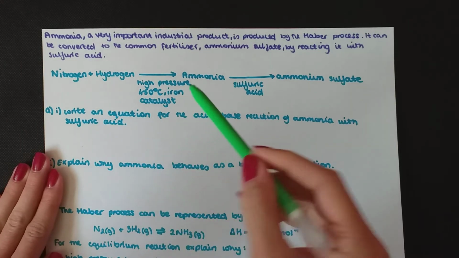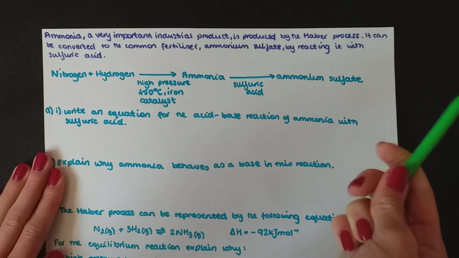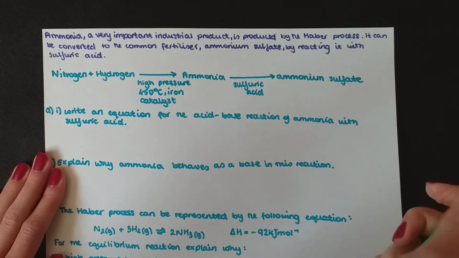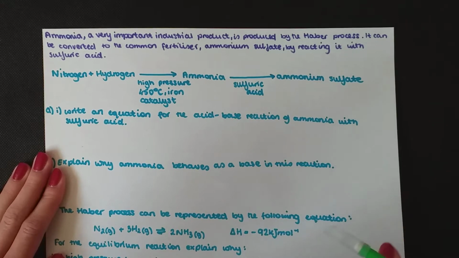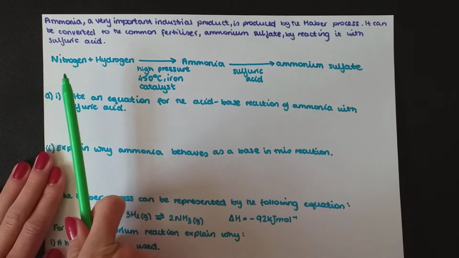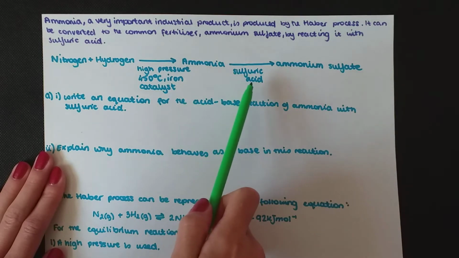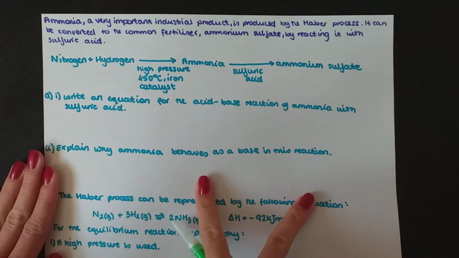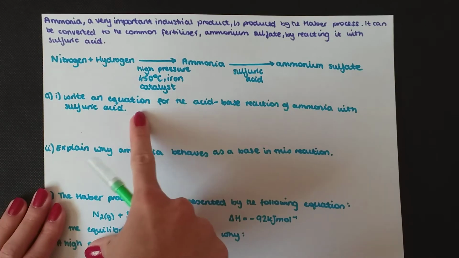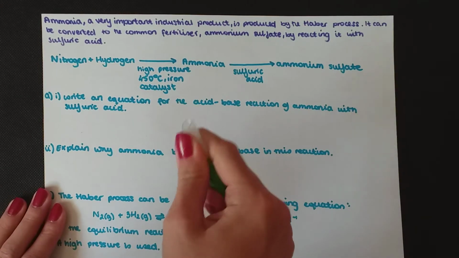So ammonia is a very important industrial product. It's produced by the Haber process. It can be converted to the common fertilizer ammonium sulfate by reacting it with sulfuric acid. So the Haber process is nitrogen plus hydrogen. We form ammonia, and ammonium sulfate can be formed using sulfuric acid. So the first thing says write an equation for the acid-base reaction of ammonia with sulfuric acid.